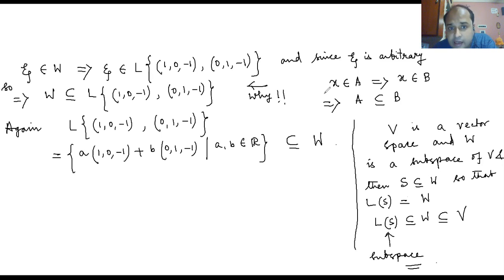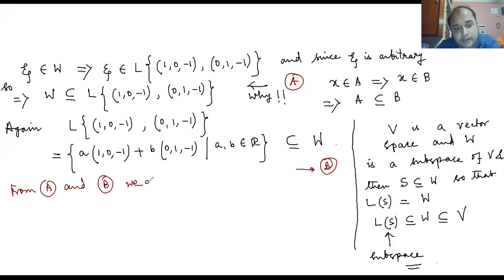So if I consider this to be my equation 1 and this to be my equation 2, then from 1 and 2 we get W is equal to the span of (1, 0, minus 1), (0, 1, minus 1). Why?